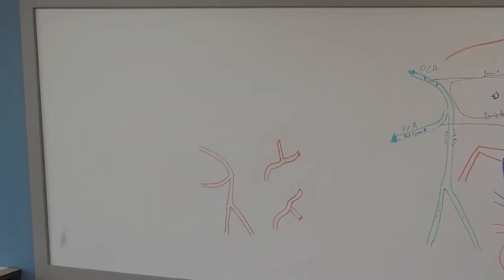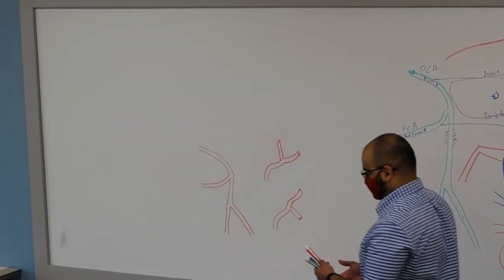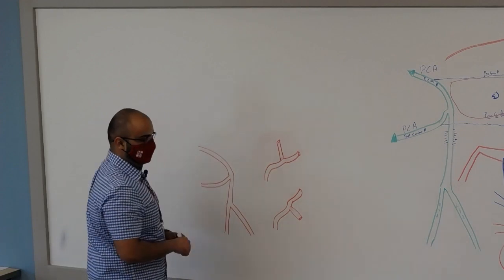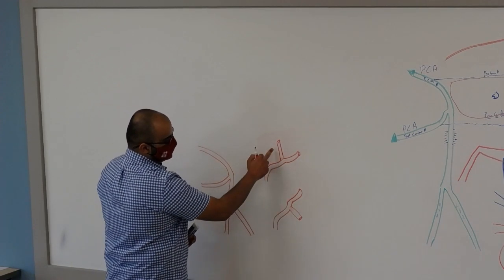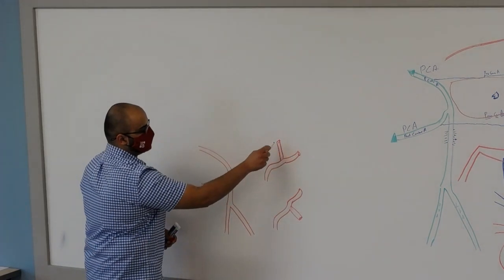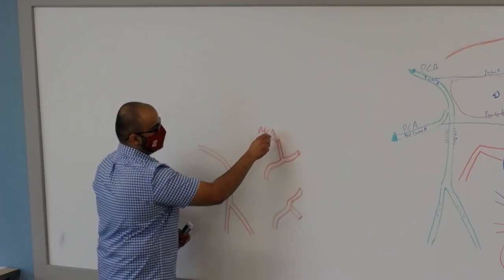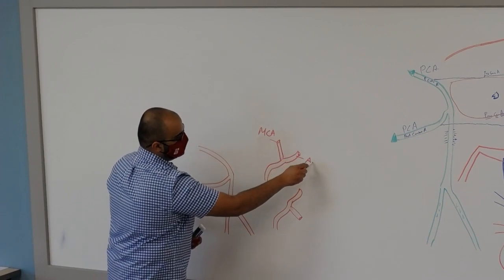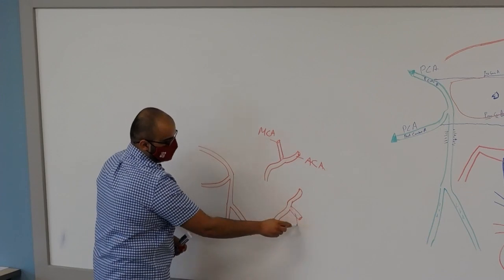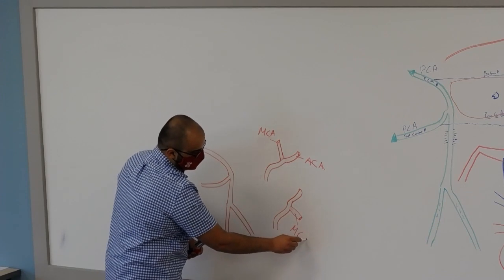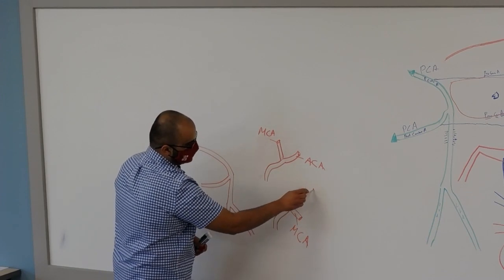All right, so just quickly I'll review it again. Again, this is a structure. I'm going to show you the circle of Willis. The internal carotid artery divides into two terminal branches, MCA goes laterally, and the anterior cerebral artery. Again, the lateral one is MCA, middle cerebral artery, and ACA.